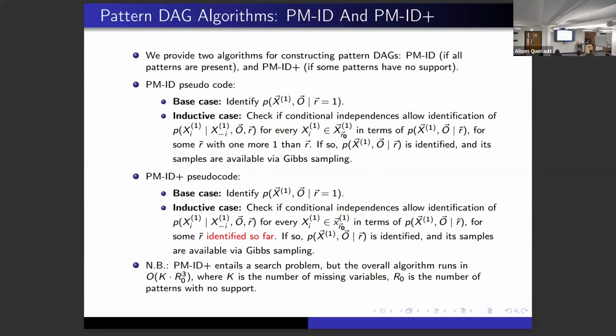And we have algorithms for constructing these graphs, PMID and PMID plus, which you use if you have the second one, if we have some patterns with no support. In PMID, it's sort of trivial. If we are in a no self-censoring model, we can always construct it. And it's just going to end up with a Hasse diagram of subsets, essentially.